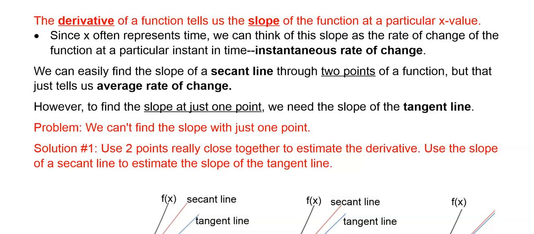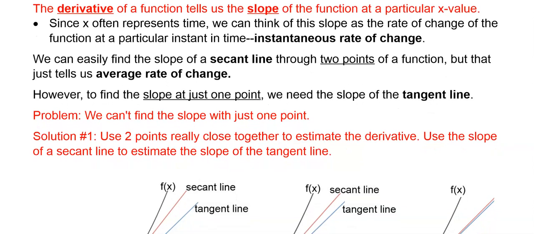Now we can easily find the slope of a secant line through 2 points of a function, but that just tells us the average rate of change. However, to find the slope at just 1 point, we need the slope of the tangent line. The problem? We can't find the slope with just 1 point. So solution number 1 is we use 2 points really close together to estimate the derivative.